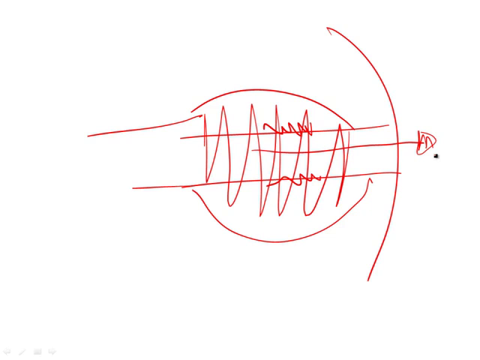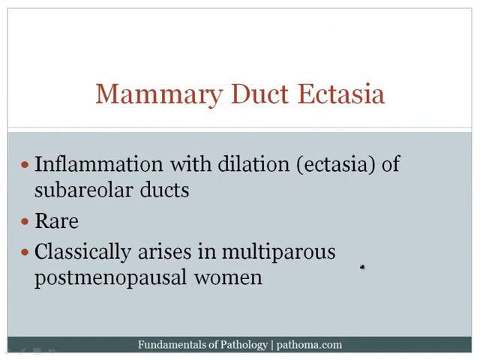Inflammation of the wall of the subareolar duct, which then results in ectasia or dilatation of that duct. And then, of course, that is going to result in this green-brown nipple discharge coming out of the duct. Of course, at the same time, because you've got inflammation, you might feel a little bit of a mass. So let's go now and read what I say in the book. So I say mammary duct ectasia is inflammation with dilatation of the subareolar ducts. It's relatively rare. It classically arises in multiparous postmenopausal women.